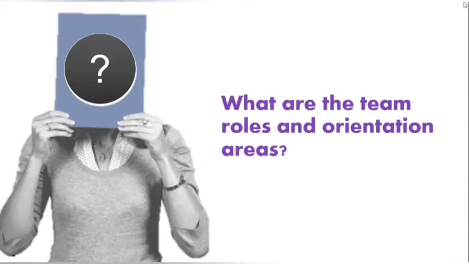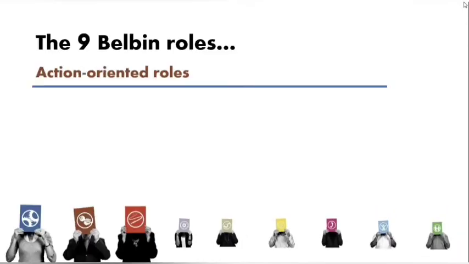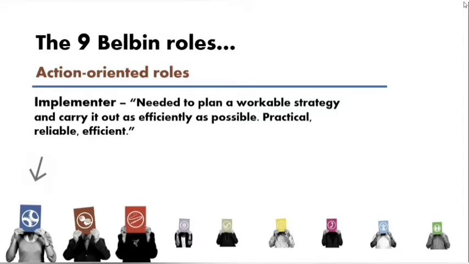So what are the team roles and orientation areas? Now, for the sake of consistency, we'll use Belbin's definitions. First up, we have the action-oriented roles, which consist of the implementer, who's needed to plan a workable strategy and carry it out as efficiently as possible. Thus, he tends to be practical, reliable, and efficient.